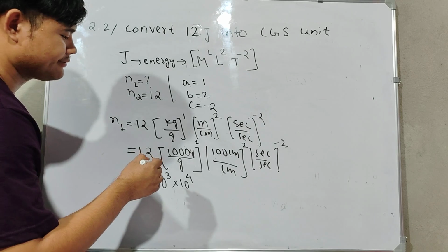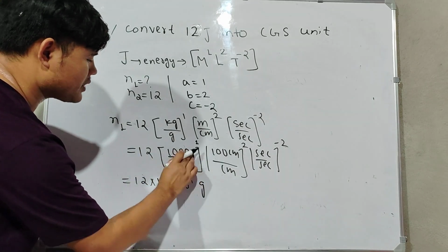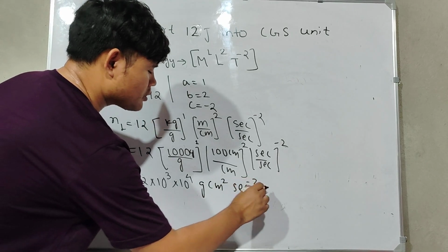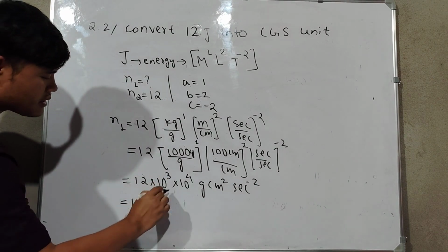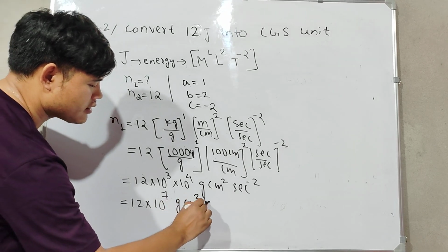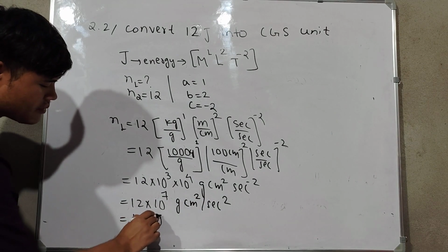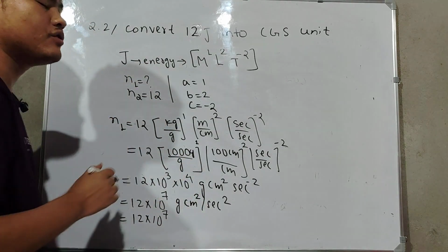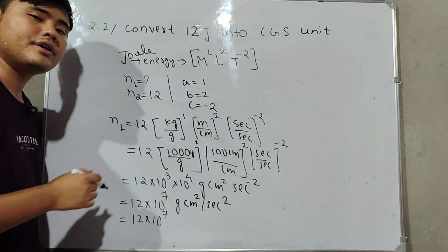Okay, yes. So next, what we have? Gram, gram power is 1 only, centimeter squared, and then second squared. So it will be 12 into 10 to the power 3 plus 4 is 7, and then gram centimeter squared per second squared. So it will be 12 into 10 to the power 7. Now this energy, okay, this is the unit of joule. This joule is the unit of energy.